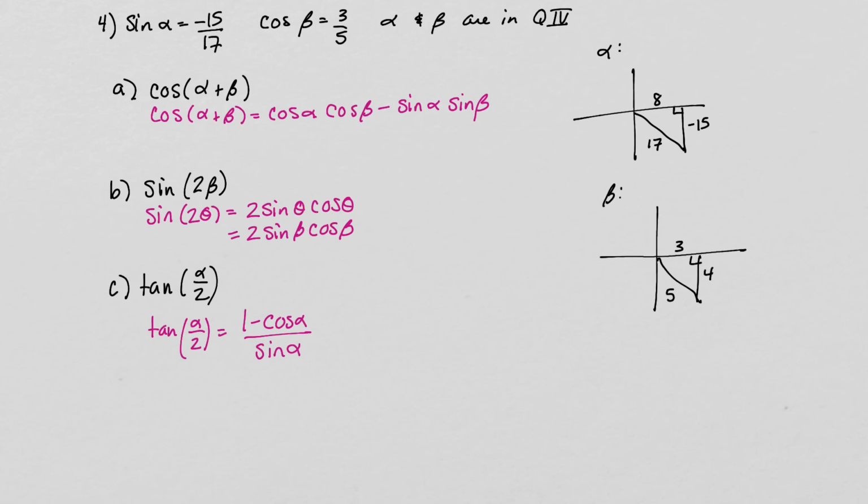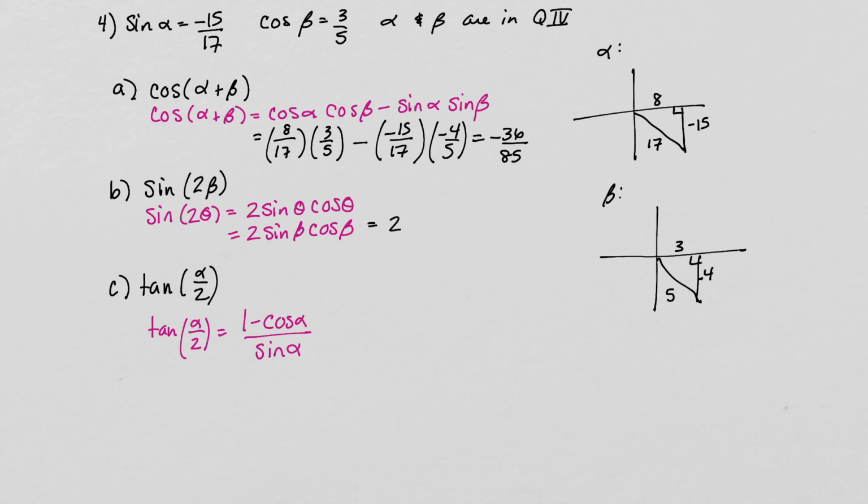And so then it's a matter of just picking these things off. So we're talking about the cosine of alpha, which is 8 over 17, times the cosine of beta, which is 3 over 5, minus the sine of alpha, which is minus 15 over 17, times the sine of beta, which is, oops, and this should be a negative 4 over 5. So times negative 4 over 5. And you can use a calculator. If you work out what this is, it's negative 36 over 85.